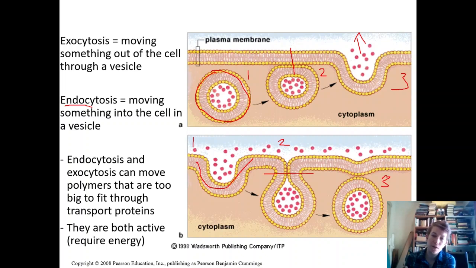So cells can do this to bring in things that they want to eat, like food. They can also do this to bring in big molecules like polysaccharides or proteins that are too big to fit through transport proteins. Immune cells do this to basically eat bacteria.